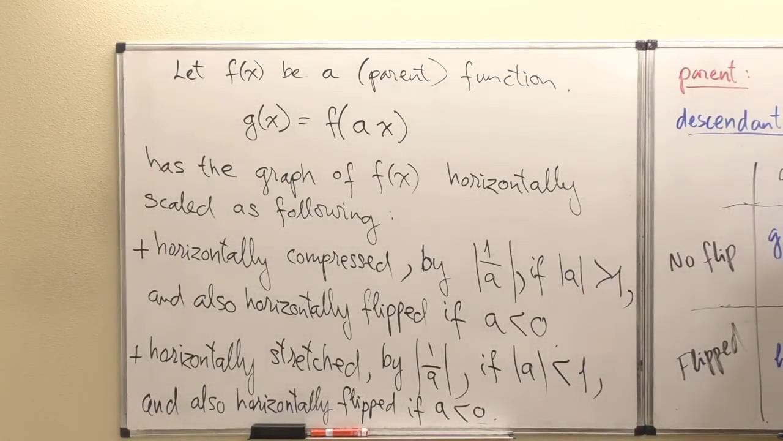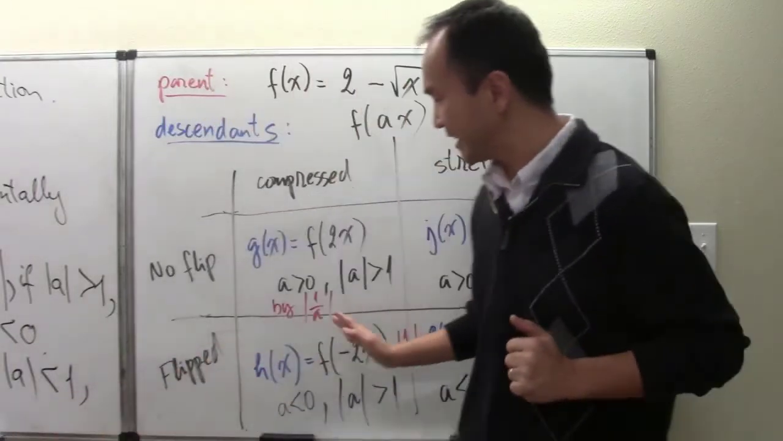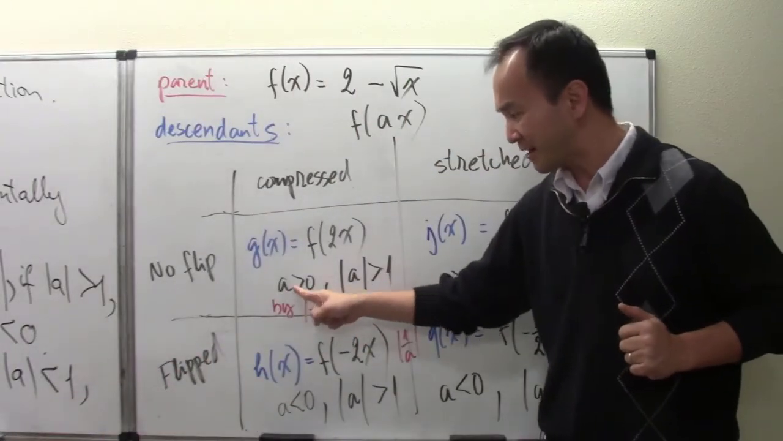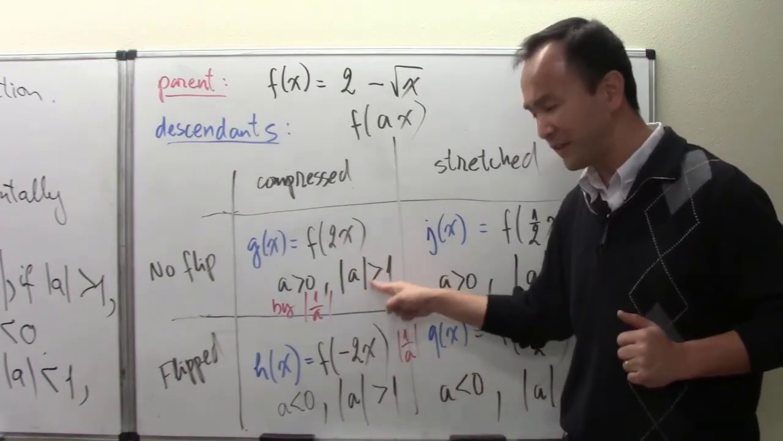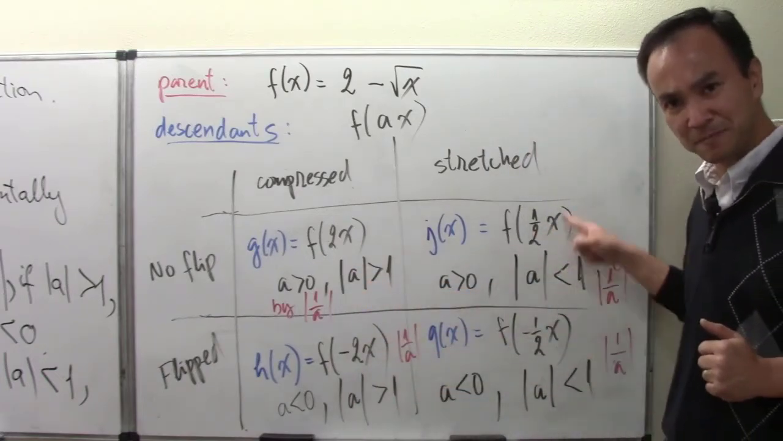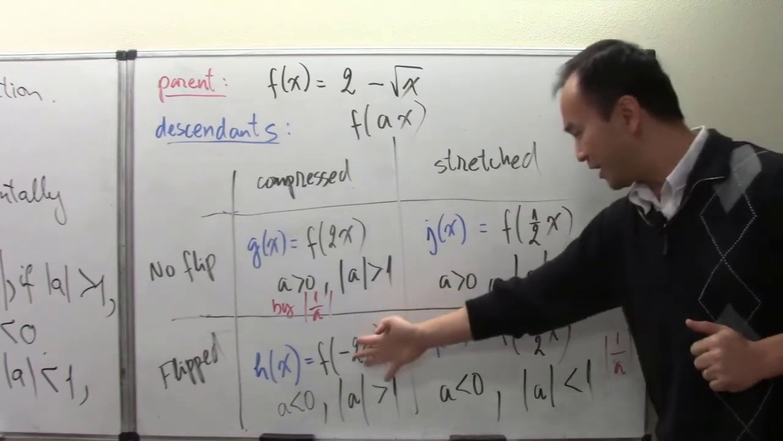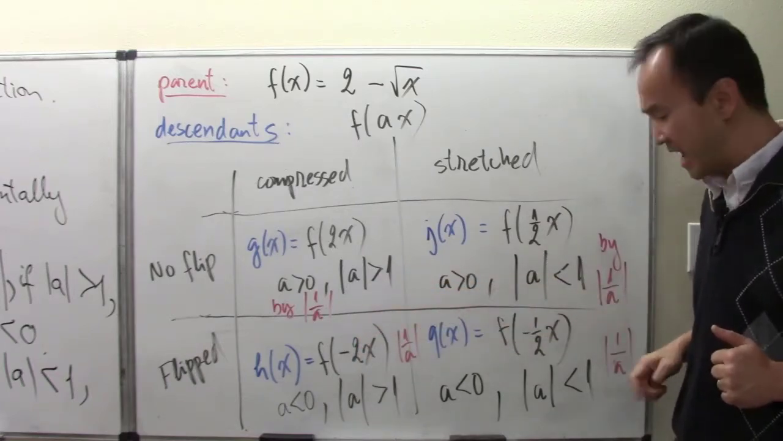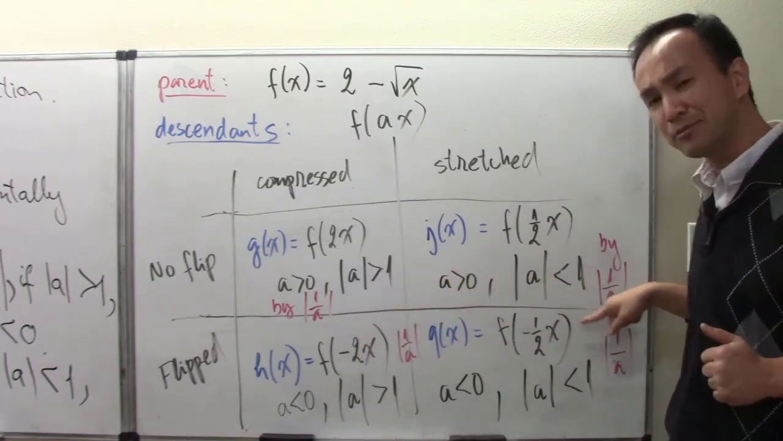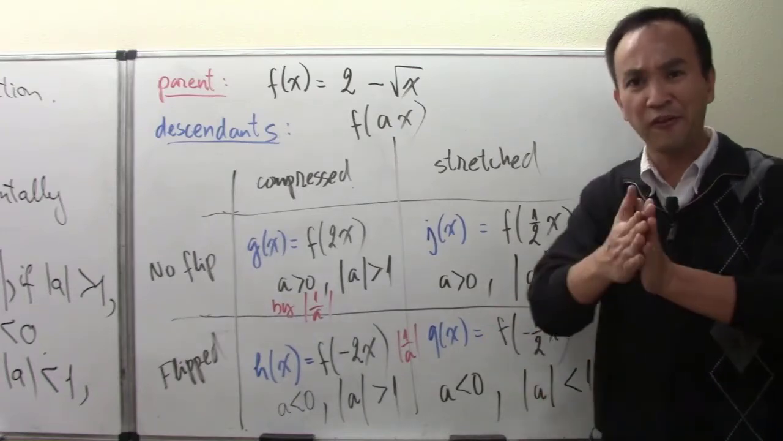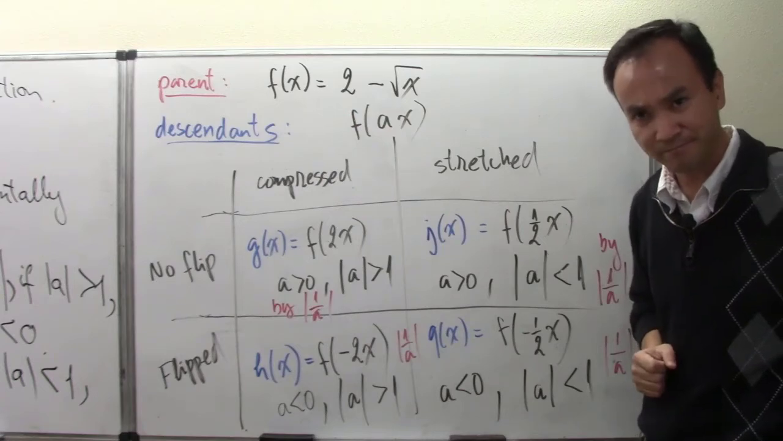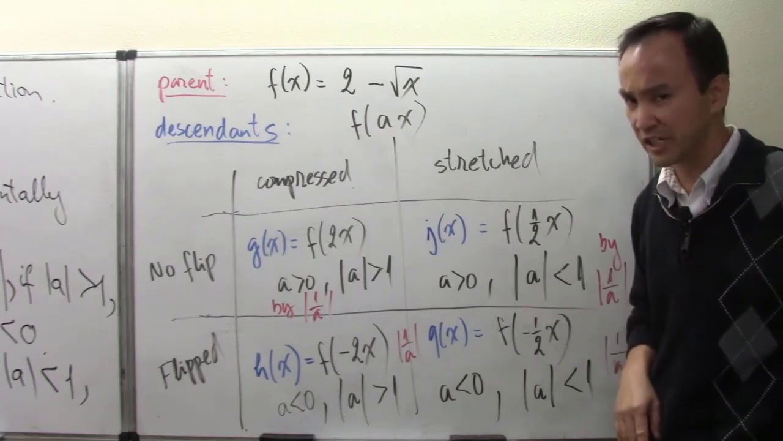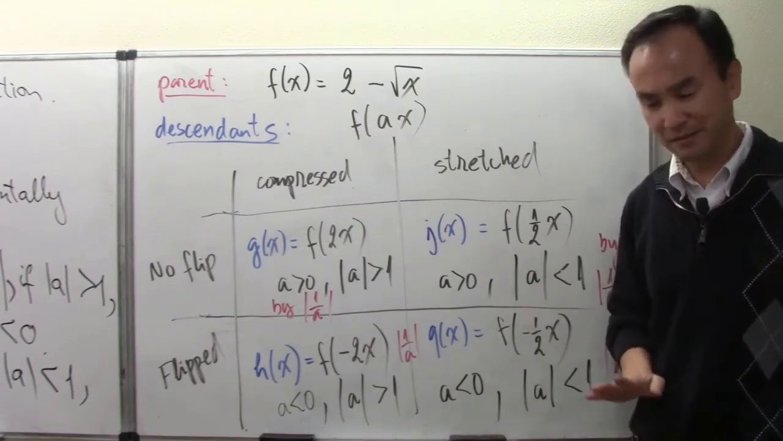Even though I wrote a table version like this, there are way too many details. We have to keep track of positive a or negative a. We have to keep track of absolute value of a being greater than 1 or less than 1. And we also have to keep track of the absolute value of 1 over a to know how far it's stretched out or how far it got compressed in. Way too many details.